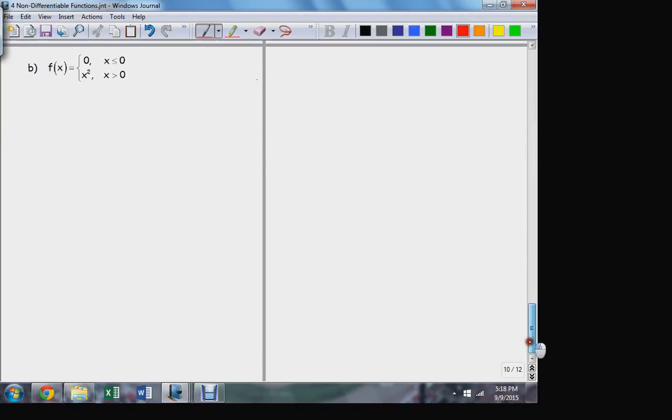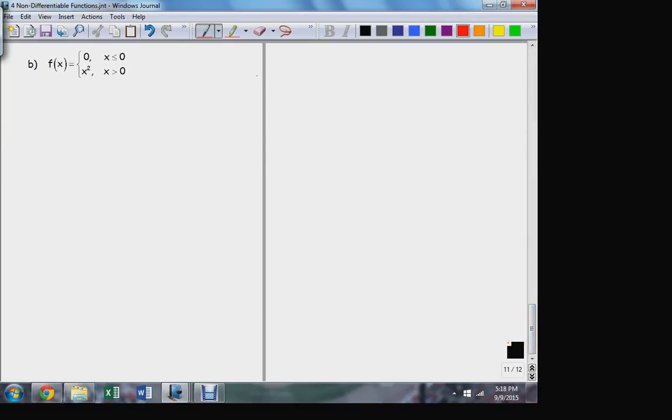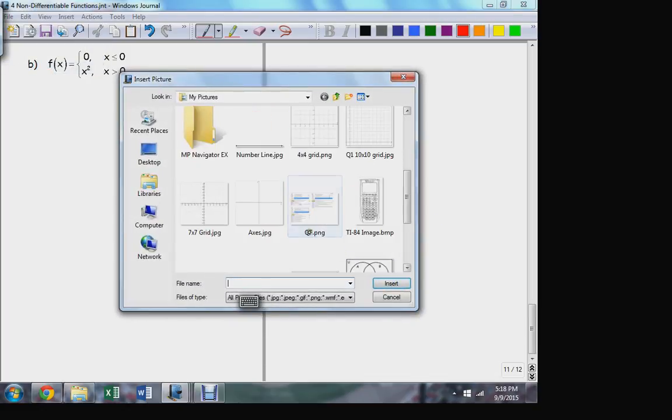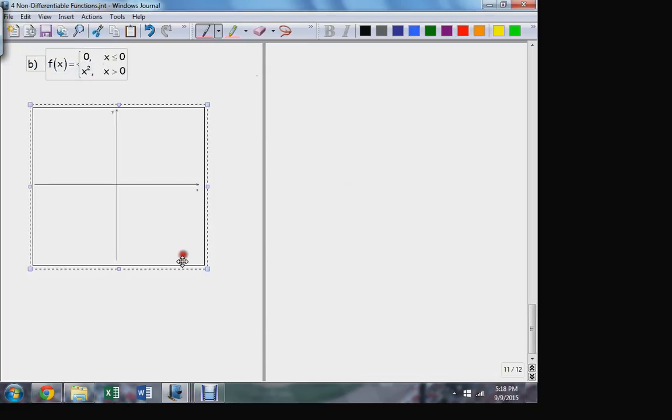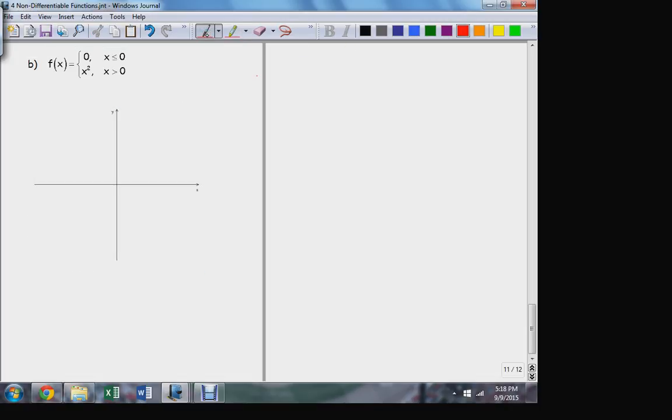And finally, one last one. Here's another branch function, transition between forms, 0, x squared. Go ahead and draw the picture. What does this look like? What do I see coming in from the left-hand side? Where am I going to be? Just a line. Where is the line located? Yeah. So it's on the x-axis itself. So coming in from the left, I've got this piece.